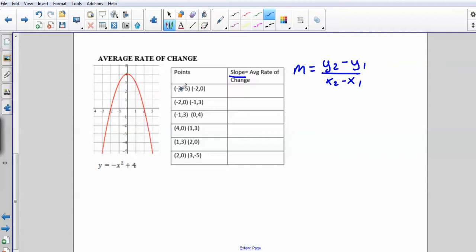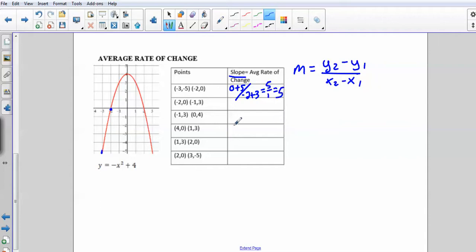So if we look at points on the line, for example, (-3, -5) to (-2, 0), we can use those points to find the average rate of change. So what we're going to do is subtract 0 minus -5, which is 0 plus 5, and we're going to divide that by -2 minus -3, so -2 plus 3. I get 5 over 1, which is 5.